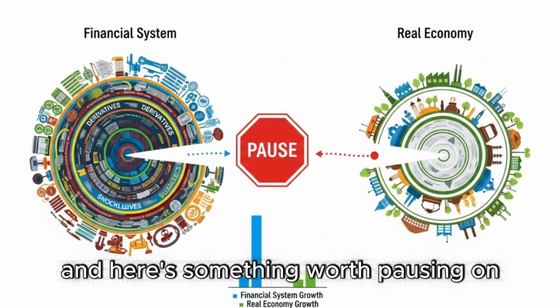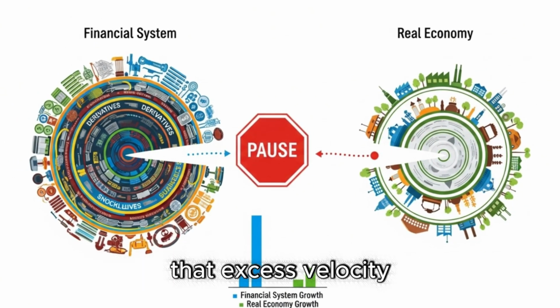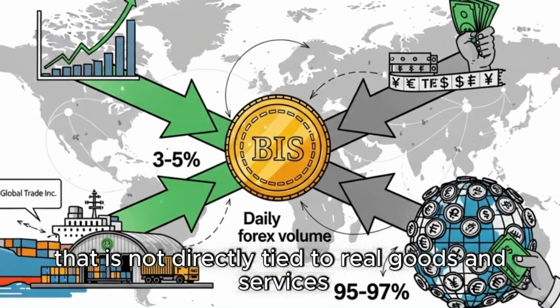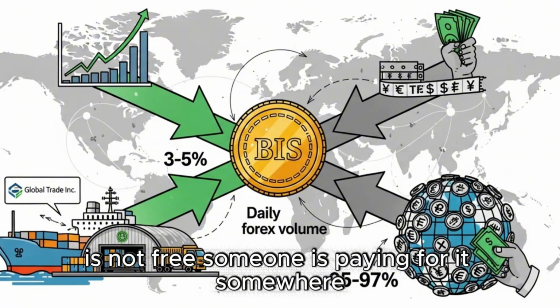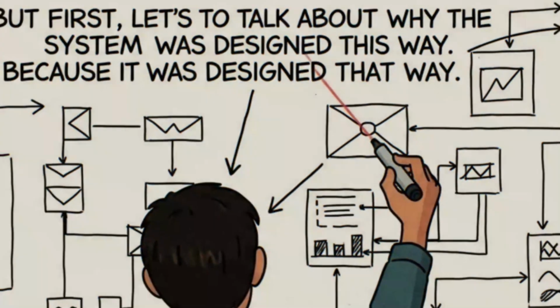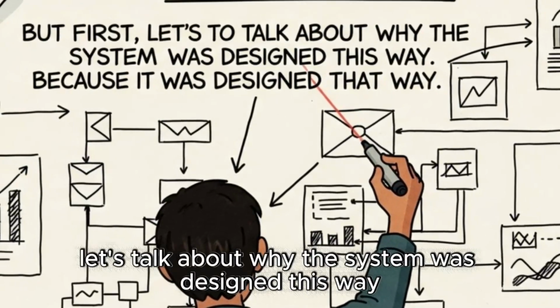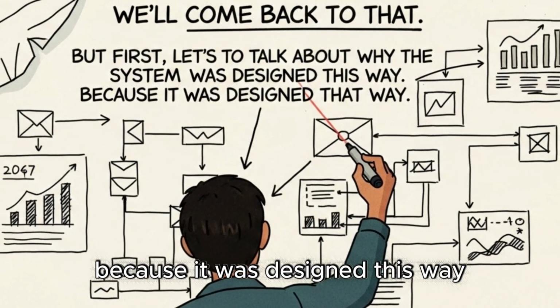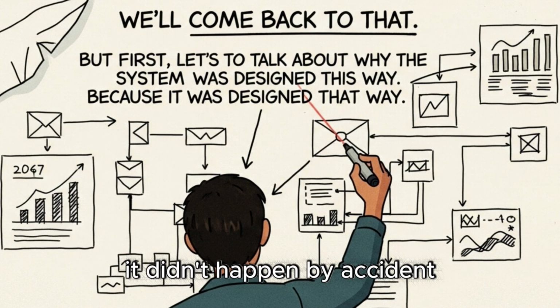And here's something worth pausing on. That excess velocity, that 95+% of financial activity that is not directly tied to real goods and services, is not free. Someone is paying for it, somewhere. We'll come back to that, but first, let's talk about why the system was designed this way. Because it was designed this way, it didn't happen by accident.